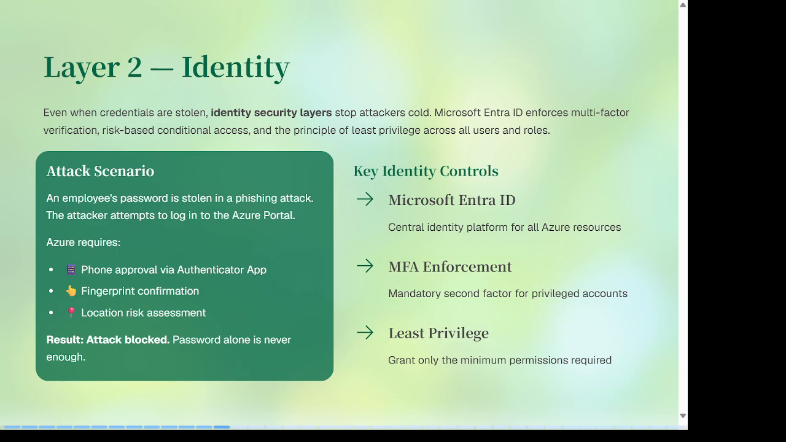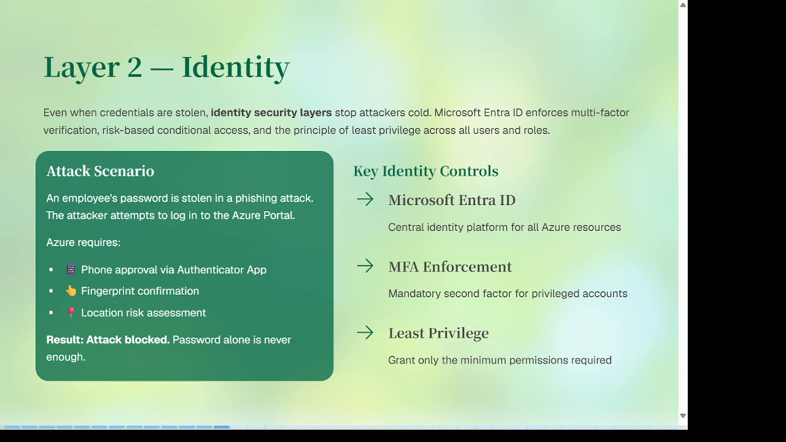As soon as the login attempt happens, Azure evaluates multiple security signals. Is this a known device? Is this a trusted location? Is this login behavior normal? Does the user need MFA verification? Now Azure triggers additional security checks. Approval request in the Microsoft Authenticator app. Fingerprint or biometric verification. Location-based risk analysis. It verifies all these things. If all of these are satisfied, then only it will allow access.